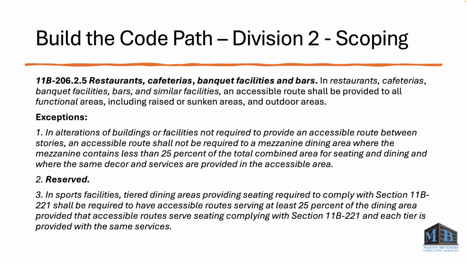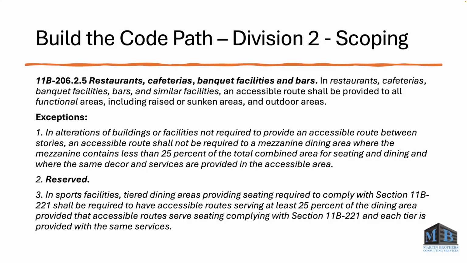Moving on to 206.2.5, which covers restaurants, cafeterias, banquet facilities, and bars. In those places, an accessible route shall be provided to all functional areas, including raised or sunken areas and outdoor areas. So if you have your outdoor dining area and an indoor dining area, we have to let guests choose whether or not they want to dine inside or outside. That's just what it says.